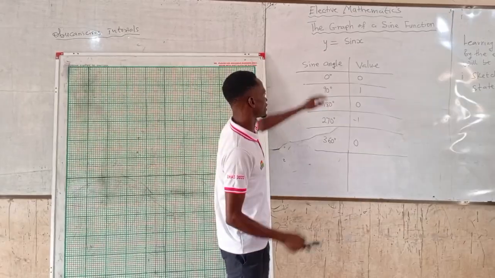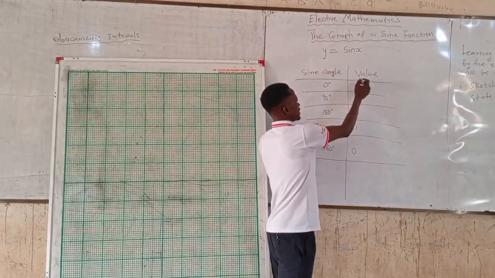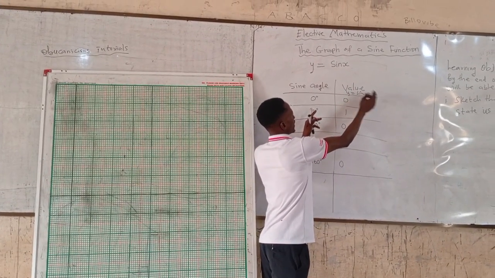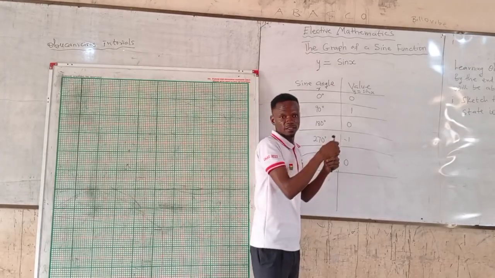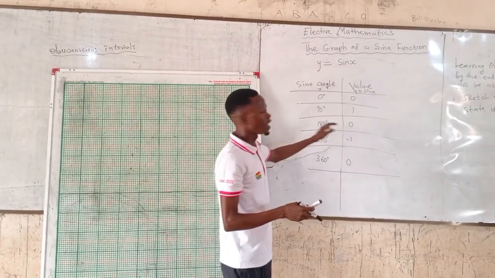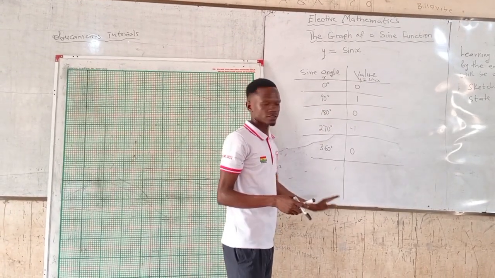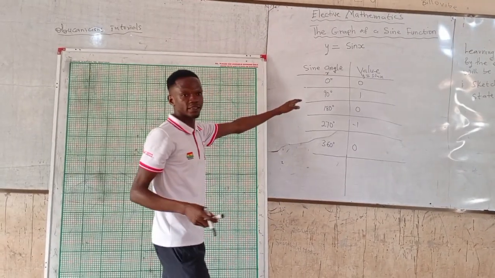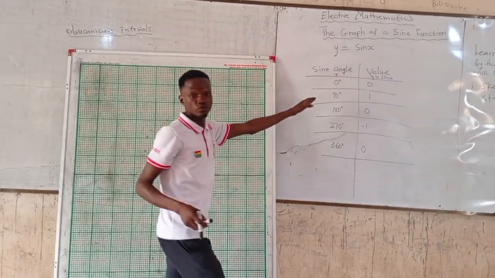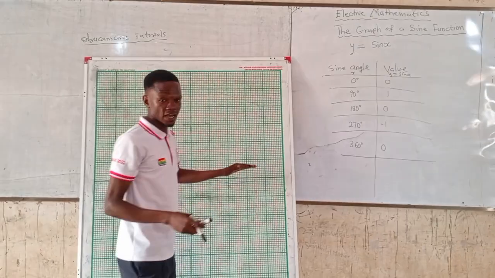We are going to plot these angles together with their sine values. Now what happens is that this is for the y-axis. So this is, let's say, y equal to sine x. This is for the x-axis. So it means we are plotting the degrees on the x-axis against the values on the y-axis. So we are using a scale of what? Let's say 2 centimeters to 90 units on the x-axis.